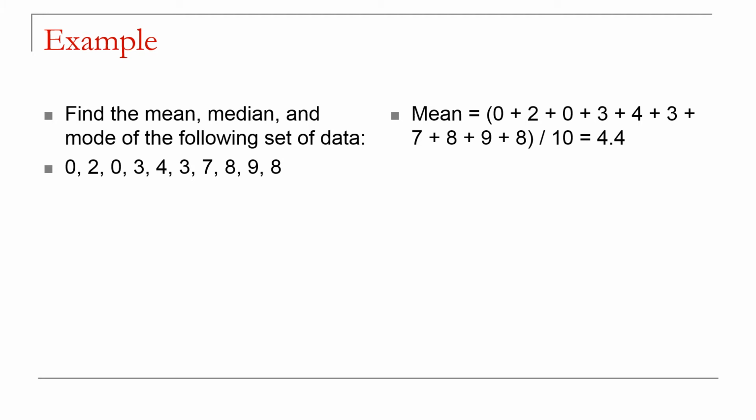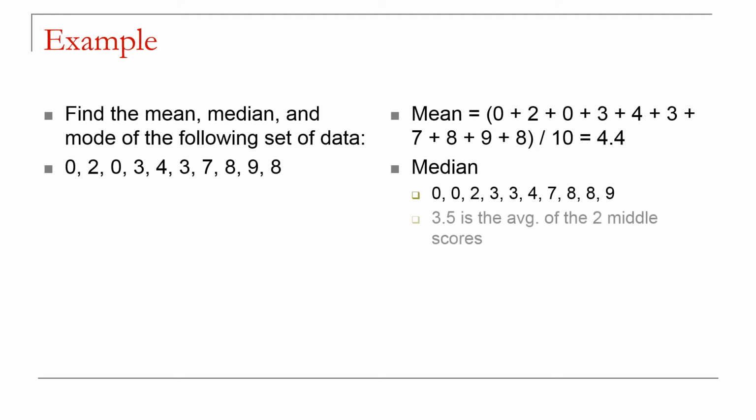To find the median in this set of data, I need to arrange all of the scores in numerical order. And I've done so here. 0, 0, 2, 3, 3, 4, 7, 8, 8, 9. I have 10 scores, so I need to average the fifth and the sixth score, the two middle scores. When I average 3 and 4, I get 3.5. So therefore, 3.5 is my median in this set of data.